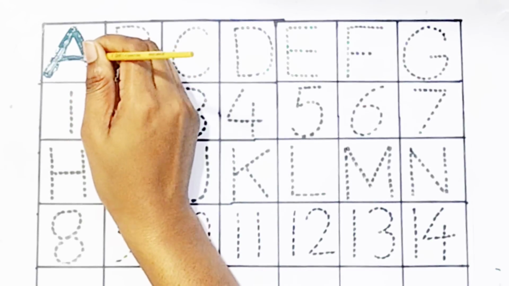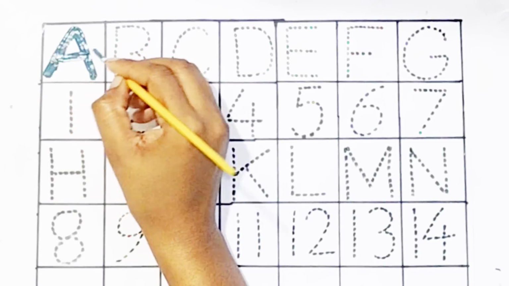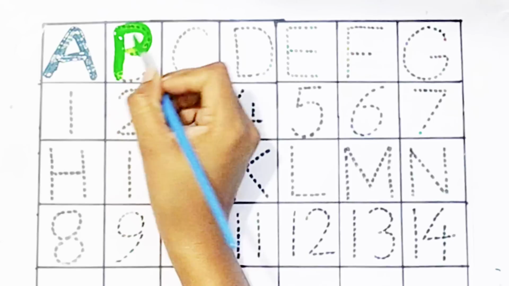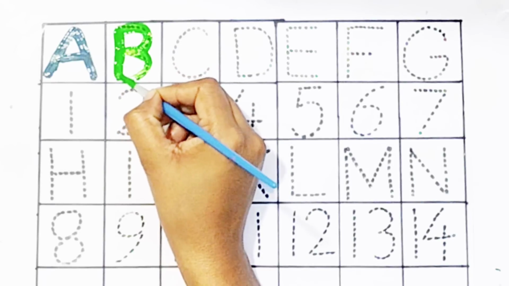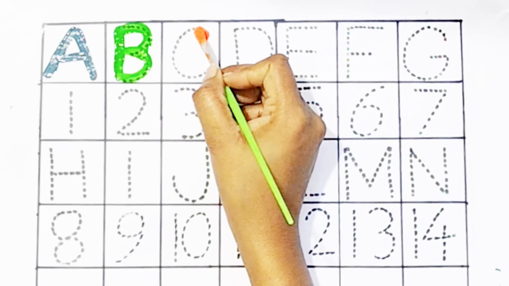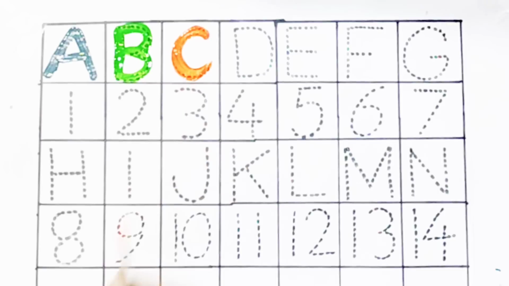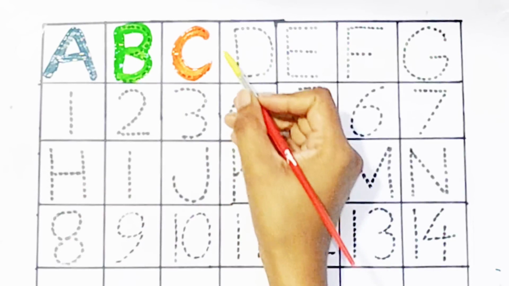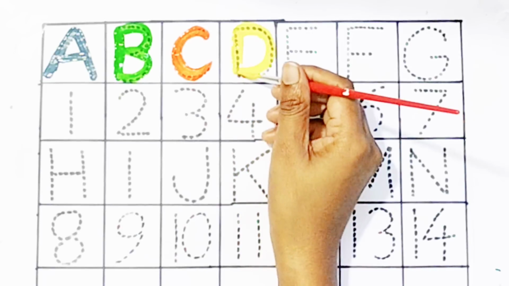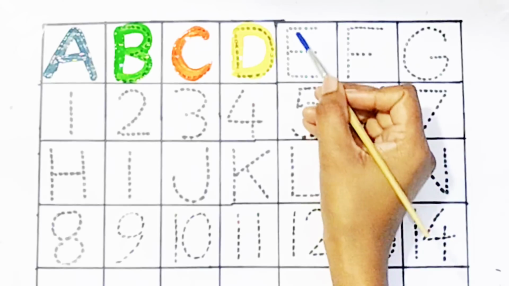A, B. Next time, won't you sing with me? A, B, C, D, E, F, G, H, I, J, K, L, M, N, O, P, Q, R, S, T, U, V, W, X, Y, and Z. Now I know my ABCs.